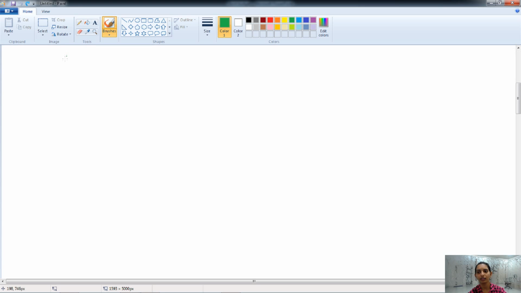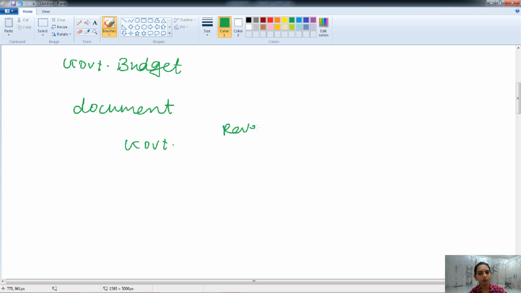Here the government budget is a government document. It's a document that presents the government's proposed revenue and the government's proposed expenditure for a particular financial year. So we can say that the government budget anticipates the government revenue and the government expenditure for a current financial year, that is known as the government budget.